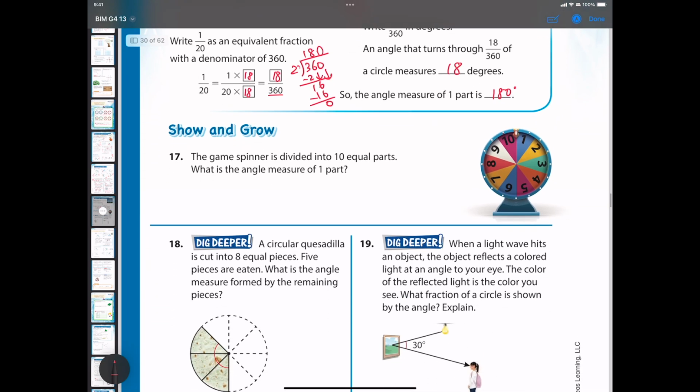All right. So the game spinner is divided into 10 equal parts. What is the angle measure of one part? All right. So 1/10, right, is equal to what? 10 times what's going to make 360? Yes, you got it. 36, right? And 1 times what? Anything you do to the denominator, you do to the numerator. So the answer is what? 36 degrees. Okay.